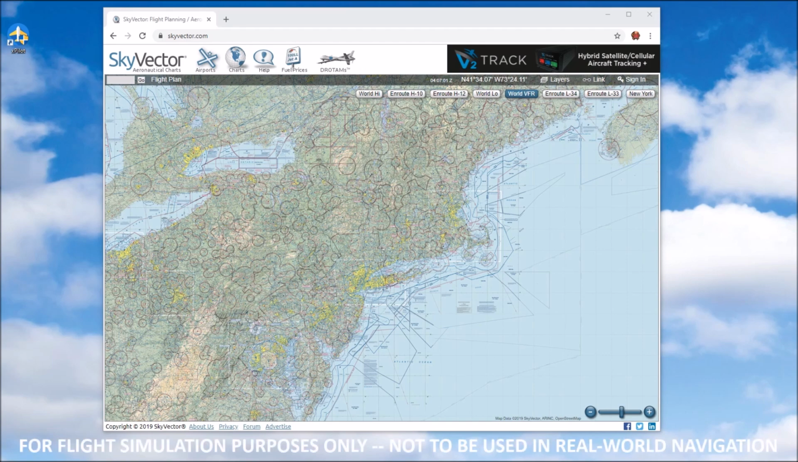In our most recent tutorial, we talked about US IFR route planning. In this edition, we're going to discuss VFR route planning, and again, I'm focusing on the US because it's what I'm familiar with, but also because fully detailed VFR sectional charts are freely available on the web via SkyVector.com, which is what we're looking at right here.